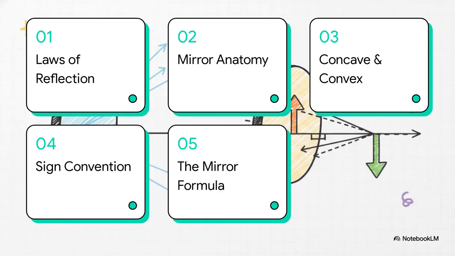So here's our roadmap for today's deep dive. We'll hit the laws of reflection, check out the anatomy of spherical mirrors, explore concave and convex mirrors, lay down the Cartesian sign convention, and wrap it all up with the mirror formula. Let's get right into it.